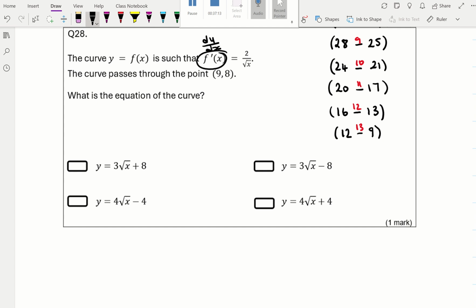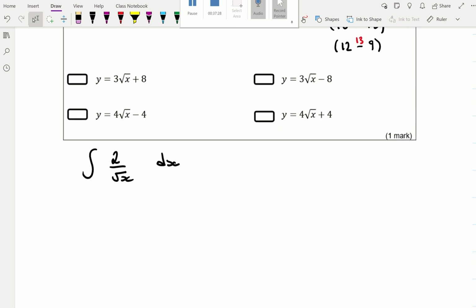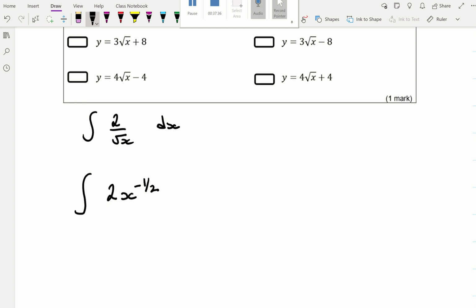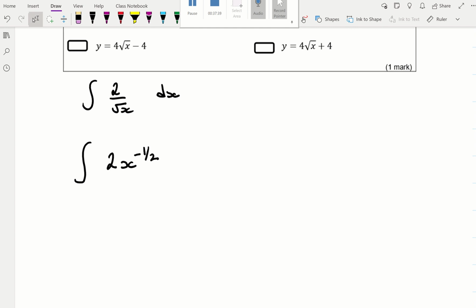So if you're finding the equation of the curve, you need to integrate if you're given dy over dx. So step 1 is I'm going to integrate 2 over root x in terms of dx. But of course, I can't integrate a fraction, so I have to turn this into 2x to the power of negative a half. And then I'm going to integrate. So this is x. I'm going to add 1. So it gives me x to the power of a half. And I'm going to divide this 2 by a half plus c.